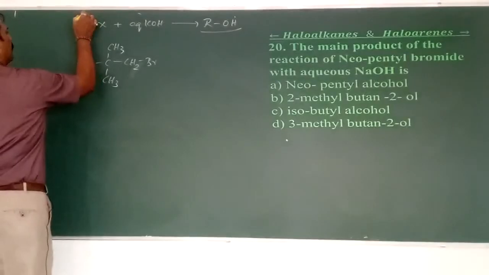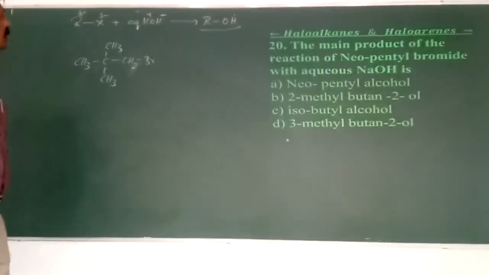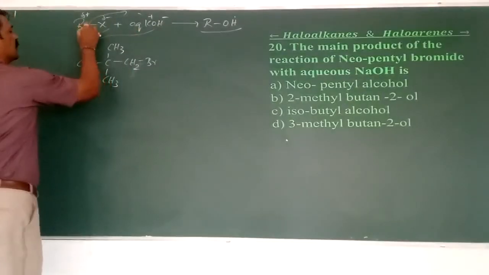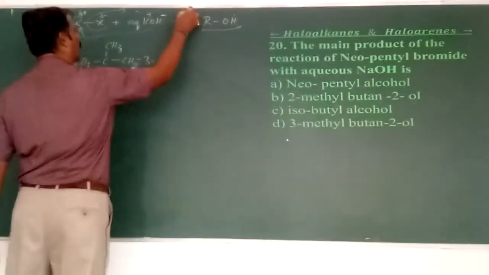First there is a loss of X minus to form a carbocation. Then that carbon atom is attacked by OH minus like this to form the respective alcohols, and that is called NSR. NSR means nucleophilic substitution reaction.